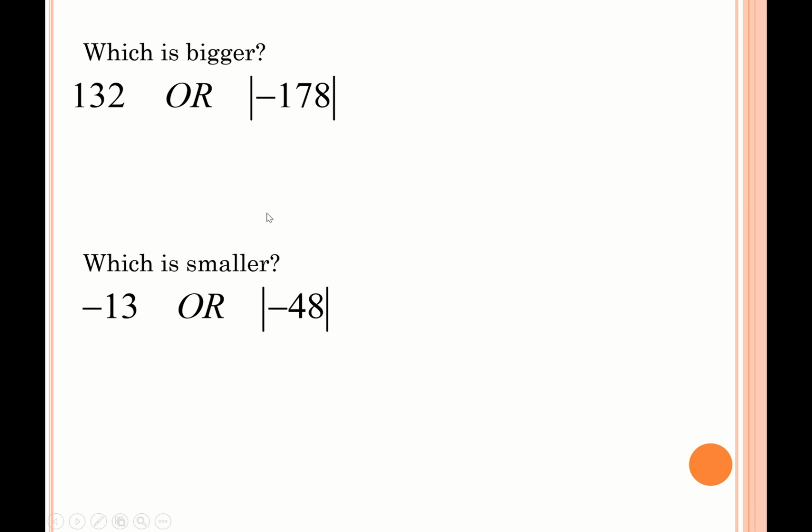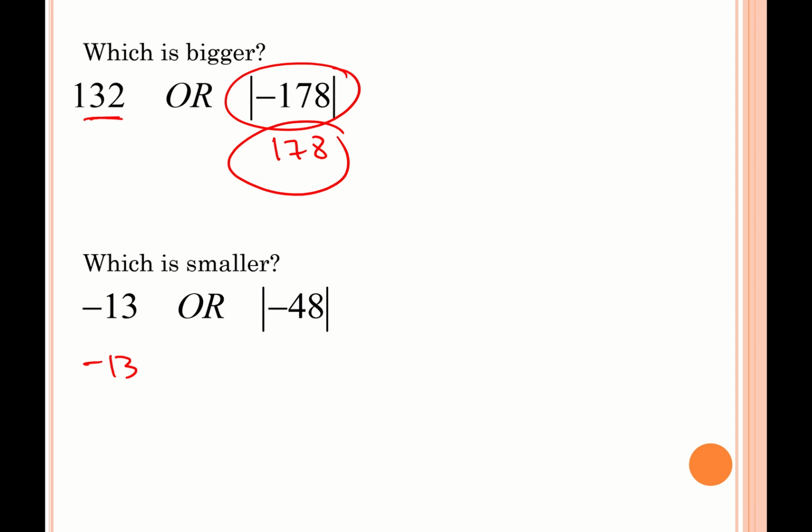Which one is bigger, 132 or the absolute value of negative 178? 132 you can't do anything about. There's no absolute value. The absolute value of negative 178 is actually 178. So the answer will be the second one. This one's bigger. Next question is, which is smaller, negative 13, which is a negative value, or the absolute value of negative 48? Again, this becomes positive 48 when you take the absolute value of it. So which one's smaller? The negative 13 is smaller.